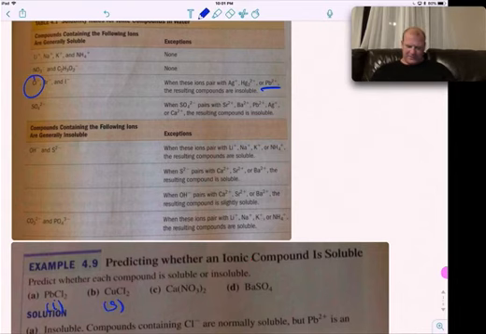Okay, calcium nitrate is the next one. All nitrates are soluble. So right here, this one, all nitrates are soluble. So this means soluble. Barium sulfate. Sulfates tend to be soluble, but barium is an exception. So this one is insoluble.